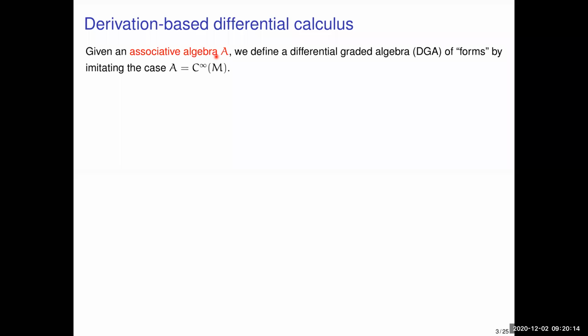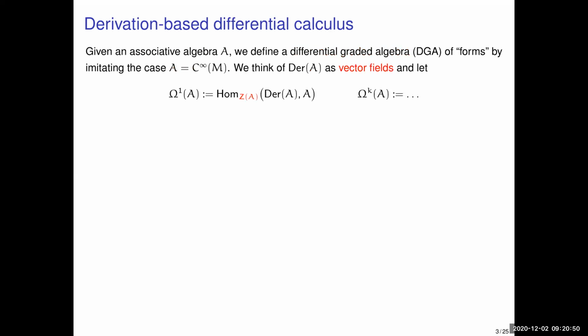Okay, suppose you have an associative algebra A. Given an associative algebra, you may want to associate to it a differential graded algebra, what we call the differential calculus. There are several ways to do it. We know that you can use Dirac operators, you can take the universal differential calculus and so on. And there is one differential graded algebra that is really close to the algebra of differential forms in the case of manifolds. To construct this, we just imitate what happens when A is given by smooth functions on a manifold. Then we can use derivations of the algebra as vector fields.